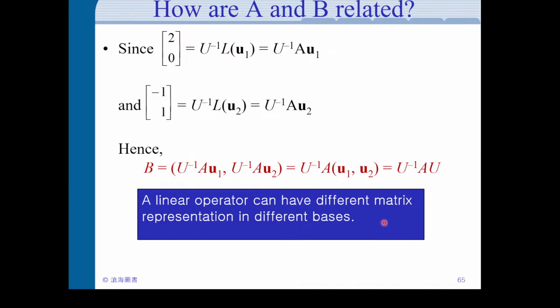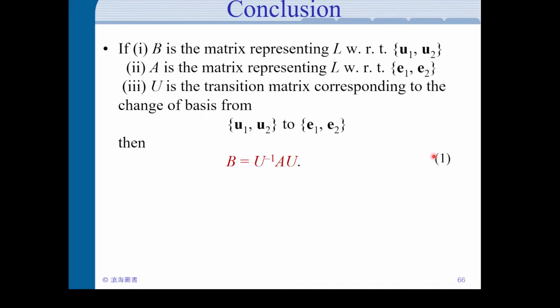Okay. So a linear operator can have different matrix representations in different bases. We now change from the standard basis to basis U, and we see that you need to sandwich your A with U and U minus 1. So you have U minus 1, A, and U. And this is our conclusion.